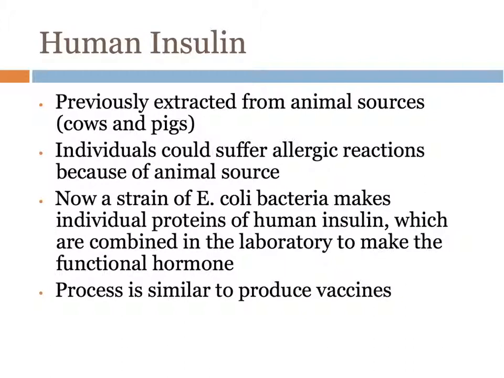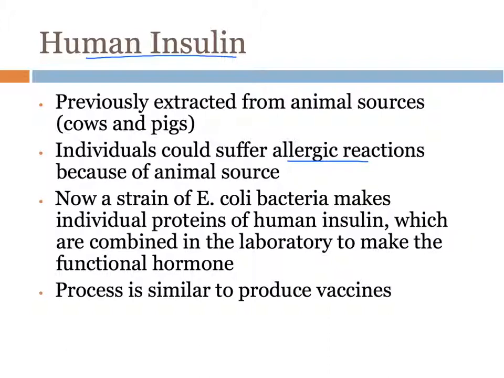So, some examples of things that we are now using DNA technology to produce. I mentioned human insulin, which is a hormone that allows your body to take glucose, sugar, out of your blood. If your pancreas breaks down and stops producing insulin, then you have diabetes. Previously, the insulin used to treat diabetes was extracted from ground-up pancreas from farm animals, specifically cows and pigs. Because of that, people could have allergic reactions to the insulin because it wasn't human insulin, it was cow insulin or pig insulin.